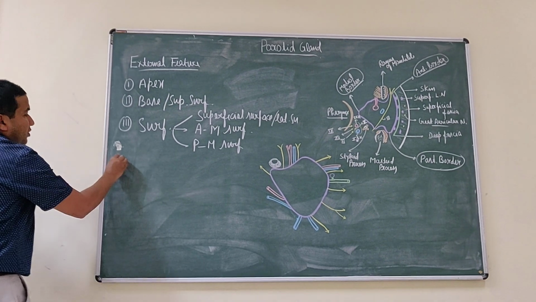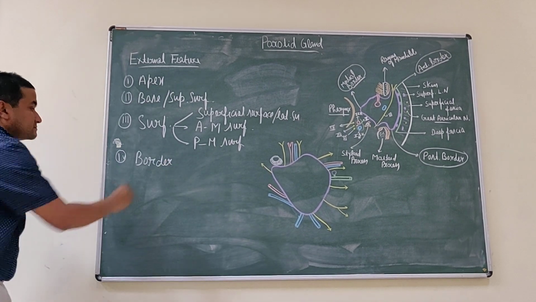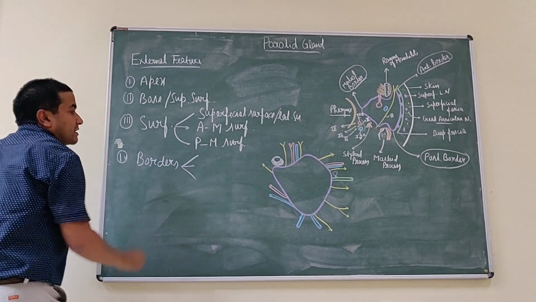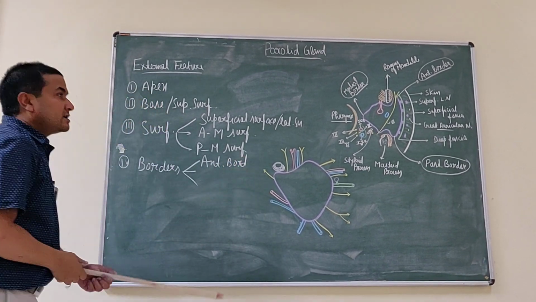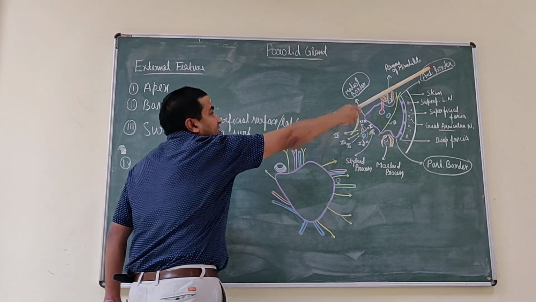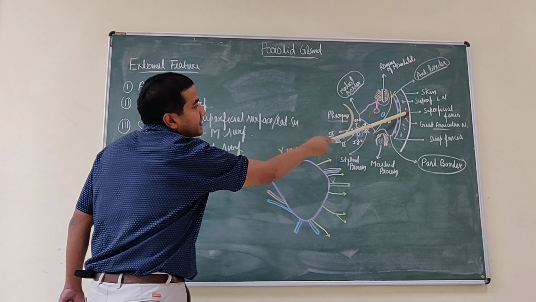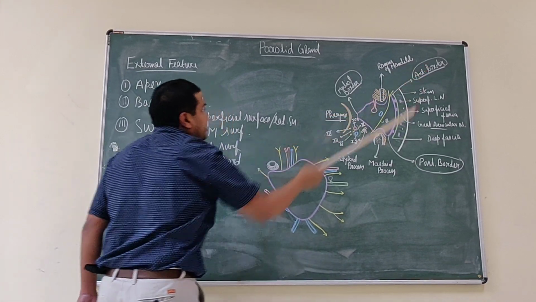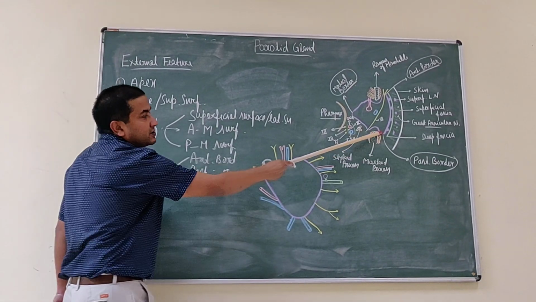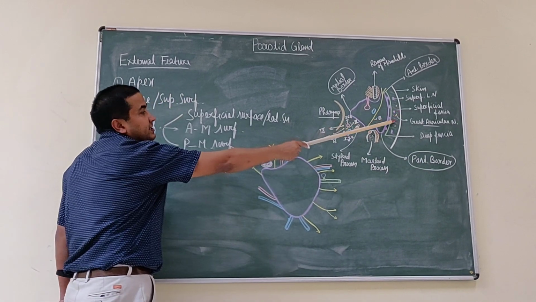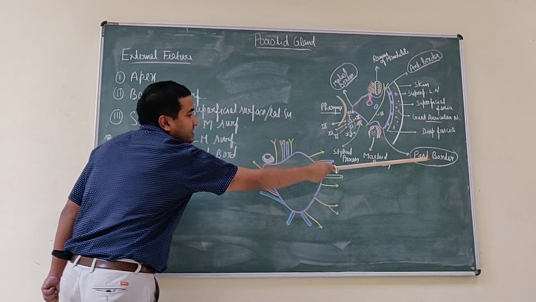Now it has three borders. First, the anterior border. This is the anterior border. This anterior border separates the lateral surface from the anteromedial surface. It separates the two surfaces. Then the posterior border, which separates this lateral surface from this posteromedial surface. Means these two surfaces are separated by this border.